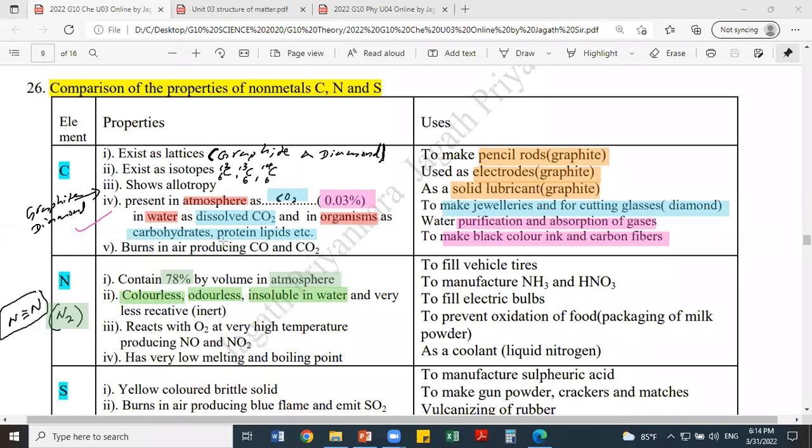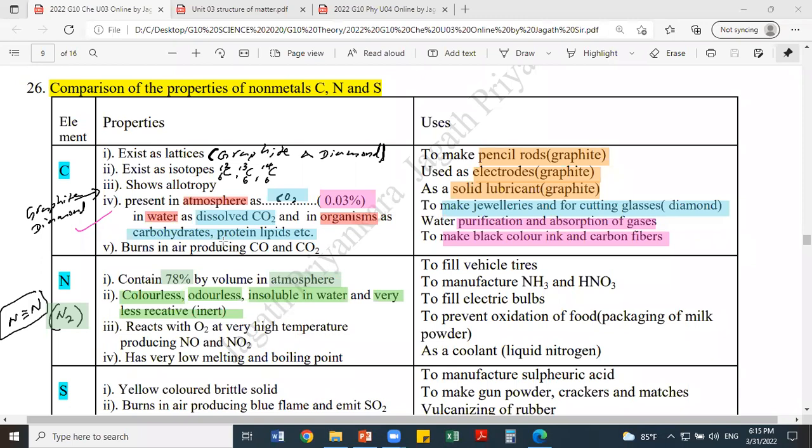So even though there is 78% nitrogen in the atmosphere, it is very less reactive, almost inert. It is a colorless, odorless, tasteless, less reactive, non-toxic gas. Even when you inhale, not only oxygen enters your lungs, even nitrogen gas, 78%, enters your lungs. That nitrogen is not dissolved in your blood or absorbed from your lungs into the blood. It is exhaled again.